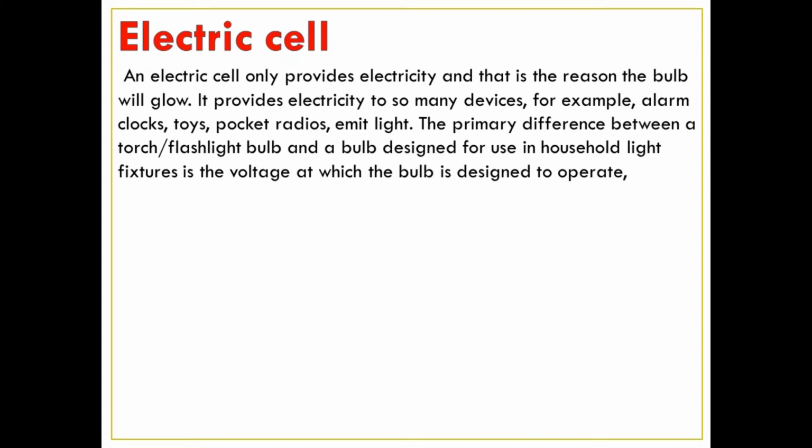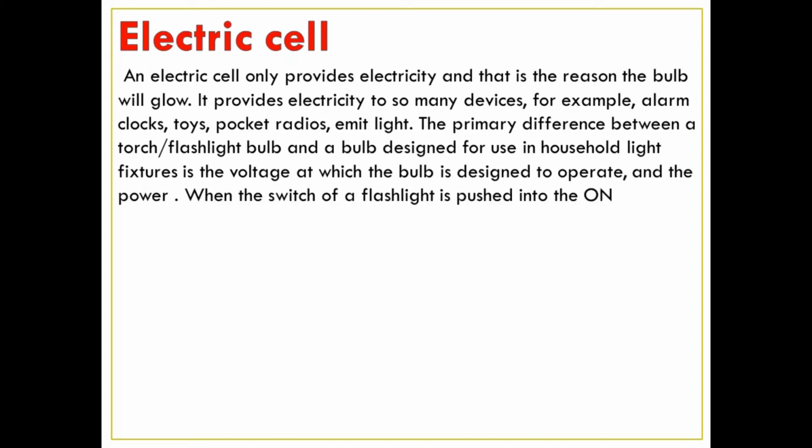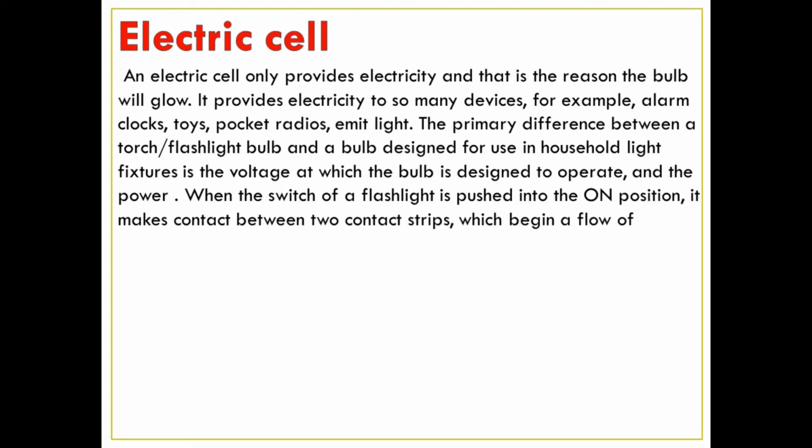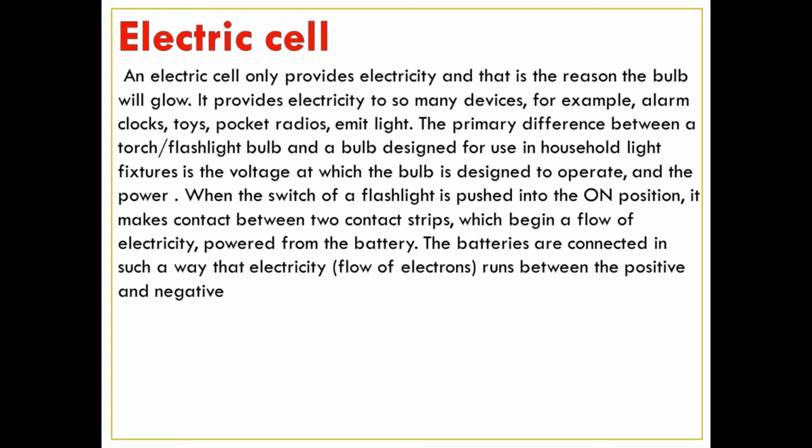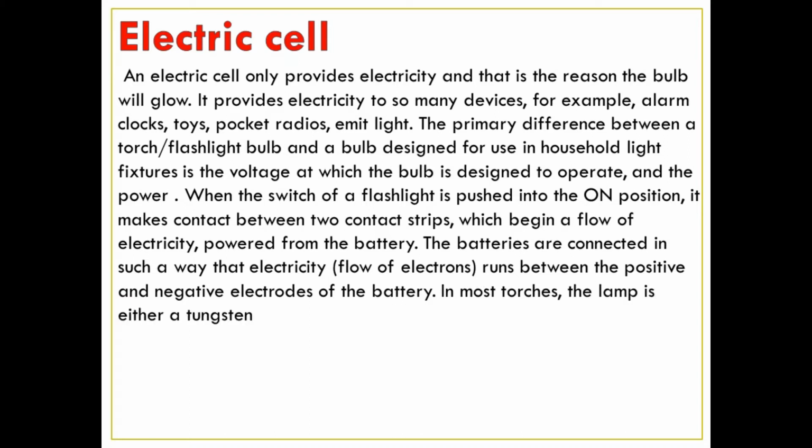What do we put in it? We put an electric cell for it to work. Toys, we put electric cells. Pocket radios, and light is emitted from the torch and all. The primary difference between a torch or flashlight bulb and a bulb designed for use in household light fixtures is the voltage at which the bulb is designed to operate, and the power.